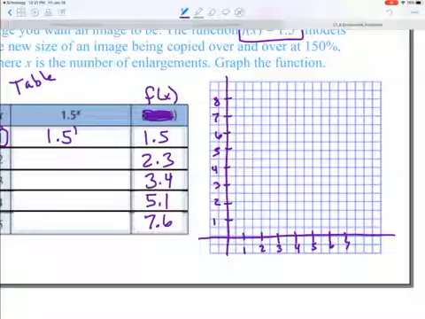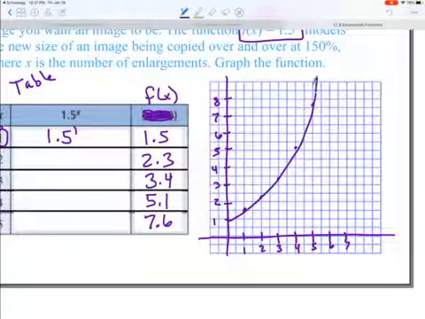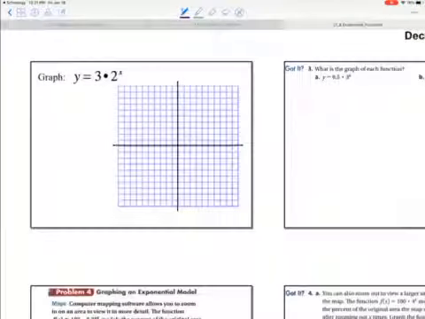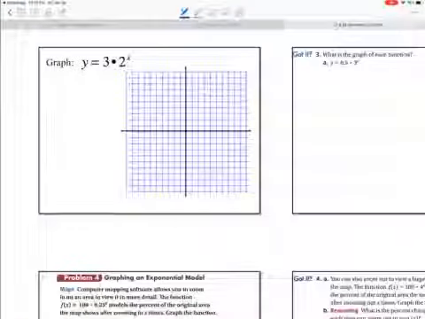And I'm going to plot these. 1, 1.5. 2, 2.3. 3, 3.4. So far it looks kind of linear. 4, 5.1. 5, 7.6. You can see it starts to grow exponentially. So this is an exponential growth. You could practice with your graphing calculator on these problems.